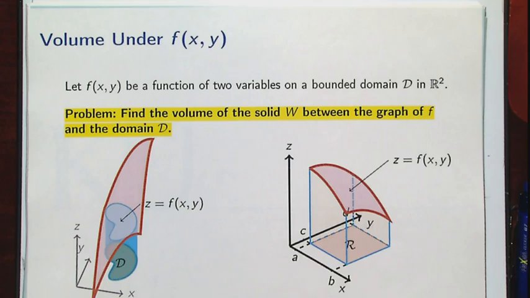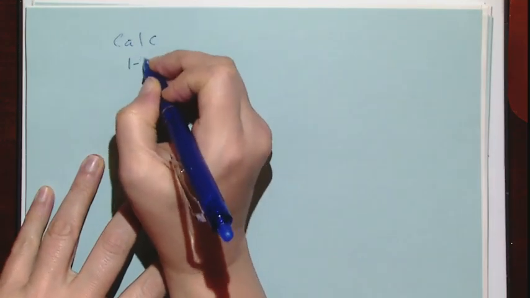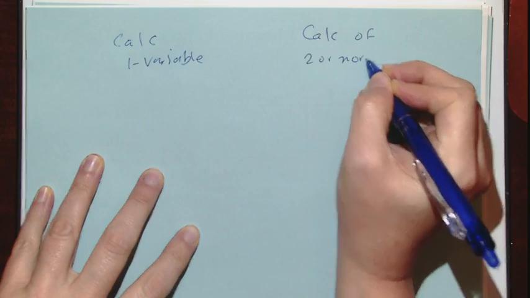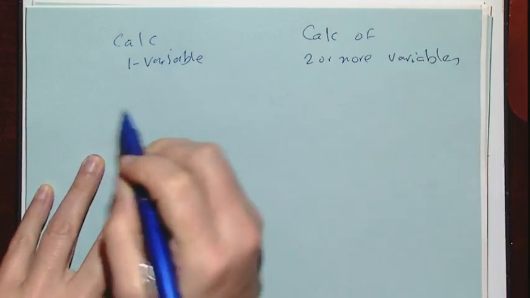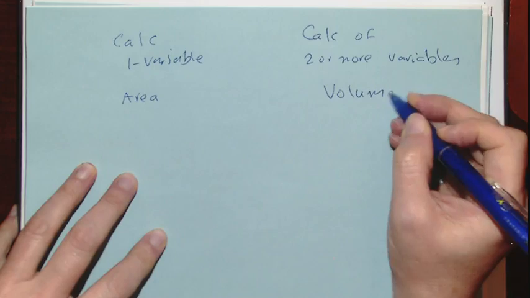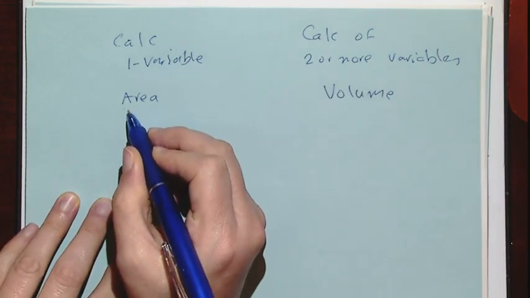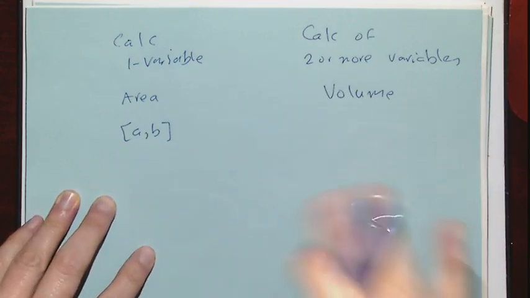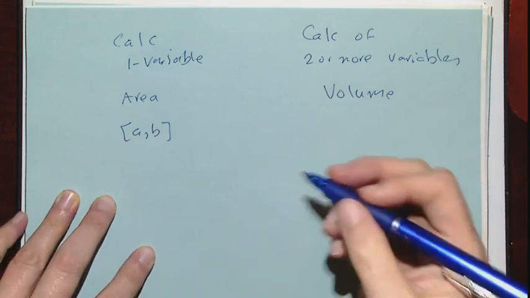The other funky part is that the domain is kind of funky in Calc 3. In Calc 1 and Calc 2, it wasn't. So the two funky things that are going on. Let me write this down. Calc of one variable. Calc of two or more, multivariable. In here, you're trying to find area. Here, you're finding volume, right? In here, you will have a domain that is an interval. Over here, you will have a rectangle for so far. It's going to change.